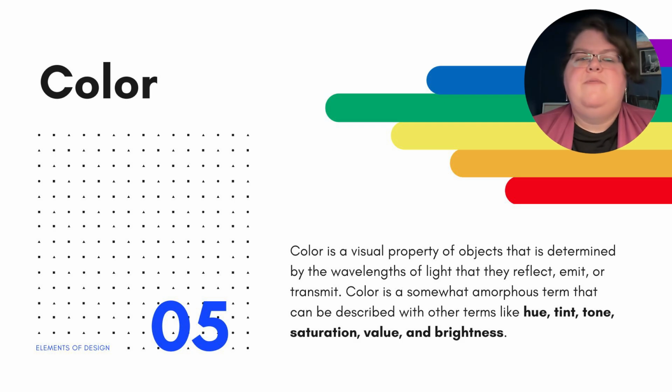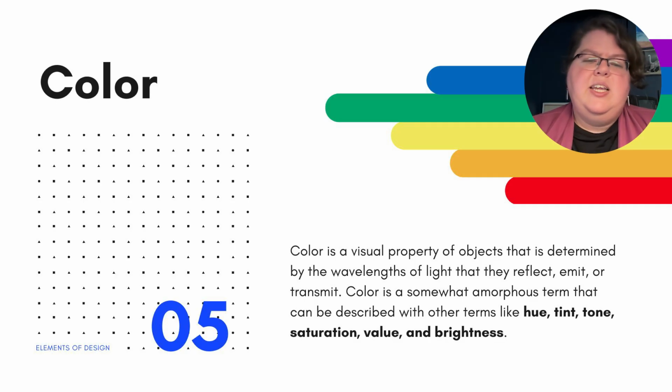Fifth, color is a visual property of objects that is determined by the wavelengths of light that they reflect, emit, or transmit. Color is a somewhat amorphous term that can be described with other terms like hue, tint, tone, saturation, value, and brightness. You're probably familiar with some of those terms from our projects in Photoshop. Color choice plays several important roles in design.